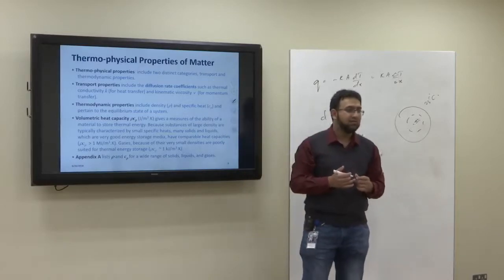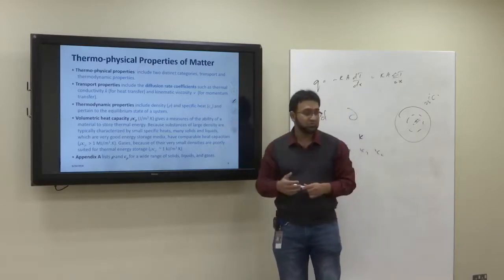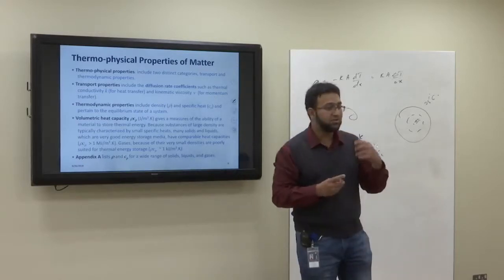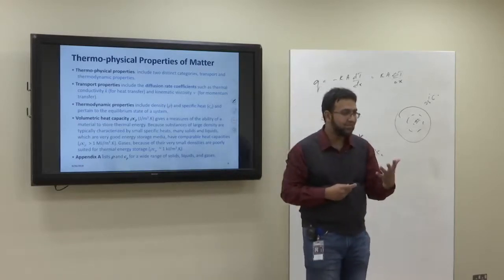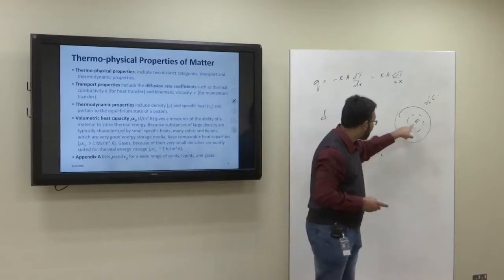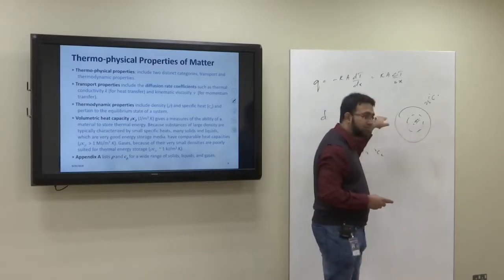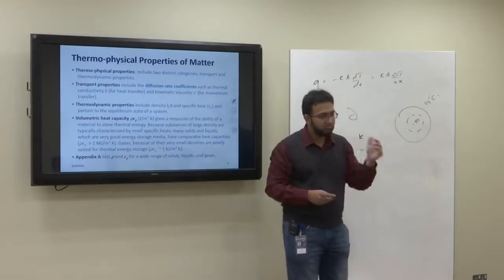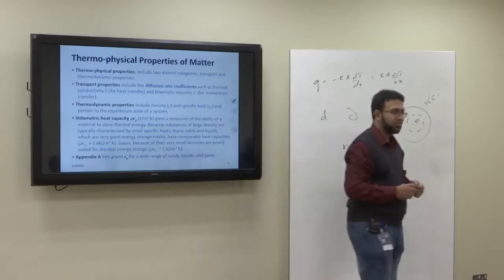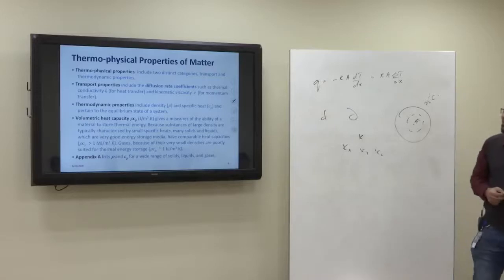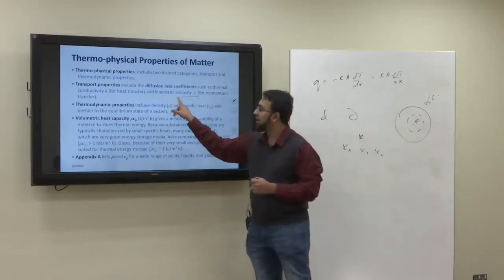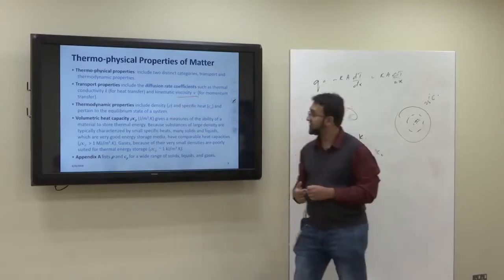Similarly for diffusion, if the thermal conductivity or thermal diffusion is high, then the flow of heat will be very quick from the center to the outside. If it is low, then the flow of heat will be slow. Is it clear? So these are the transport properties: kinematic viscosity and thermal conductivity.